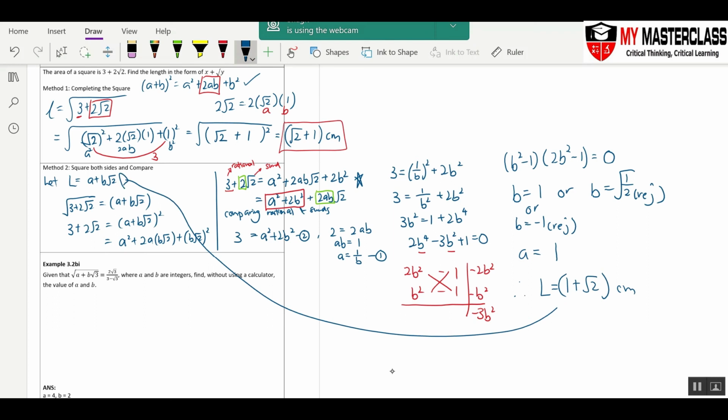Okay, so this method is a little bit longer. I mean if it comes out in an exam, I would like you all to persevere. Go and square both sides and then compare the coefficient of the rational part and the surd part. Okay, and most of the time you can get the answer. Just persevere on.